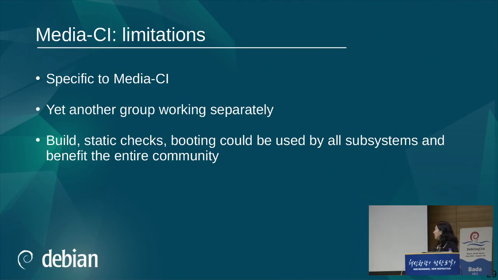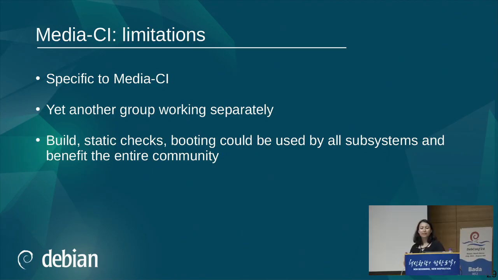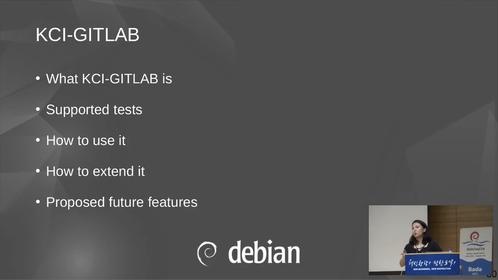So the limitation: it is specific to the media subsystem, and is yet another group working separately. All those builds, static checks, and booting could be used by all subsystems. This is common and could benefit the entire community. Instead of having separate implementations that work only for their own cases, we decided to propose a new one called KCI GitLab, which is supposed to be more generic. So let's understand what it does.